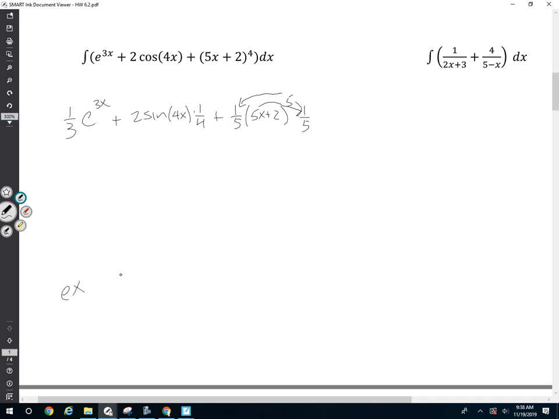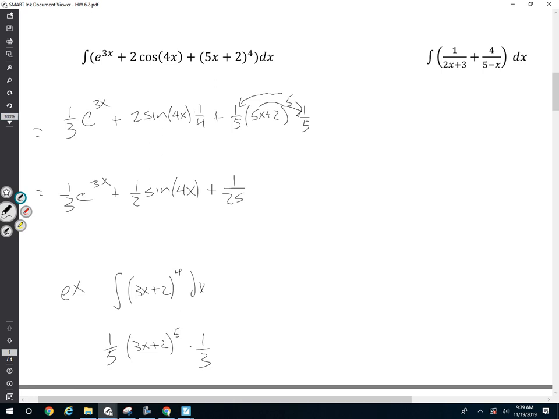Another example, integral of, let's do 3x plus 2 to the 4th. It would be 3x plus 2 to the 5th times 1/5, but then I need a 1/3. If I took the derivative of this with the chain rule, I'd have 5 stuff to the 4th times 3. The 3 and the 1/3 will cancel. Now, rewriting this, simplifying this a little bit, I'd have 1/3 e to the 3x. Can't do anything there. This becomes 1/2 sine 4x. That's good. This becomes 1/25 times 5x plus 2 to the fifth.